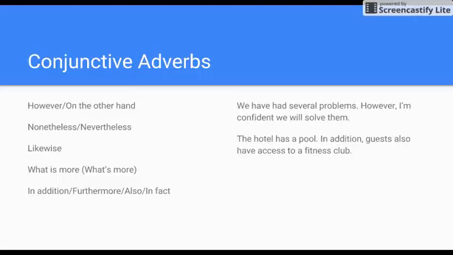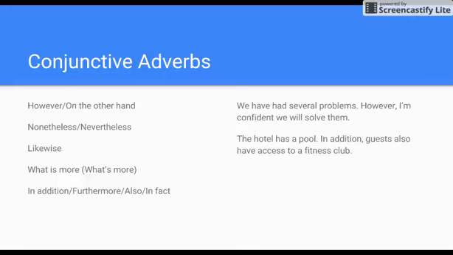All right. So however is kind of the classic example of this. We could have used but, right? But then we would have combined the two into one sentence. We could have said, we have had several problems, comma, but I'm confident we will solve them. So however is kind of like but.